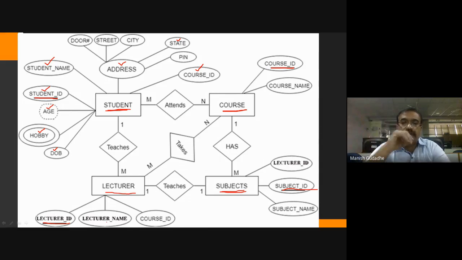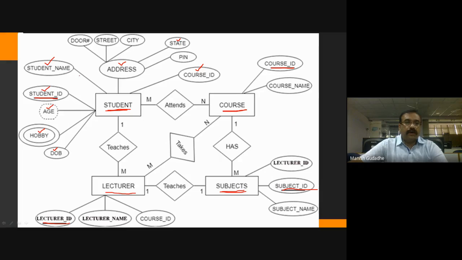There is a possibility that name gets repeated. Two lecturers may be there of the same name. Probably the course may have the same name, but course ID will be different. Okay. So every entity has one attribute which is underlined, and that is a prime attribute or primary key of that particular entity.